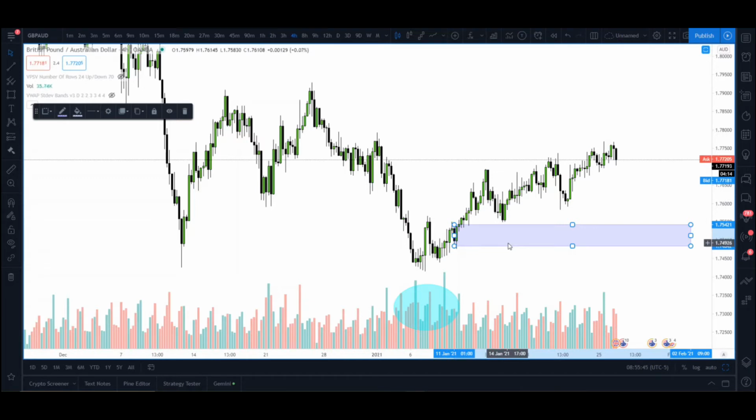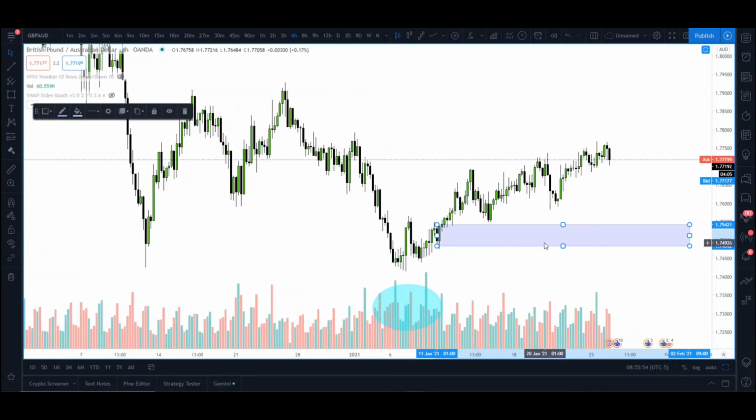So this is fresh. There's 1 or 2 or 3 touches on the smaller time frame, but the larger time frame has not come back down to this. So this is a strong level.